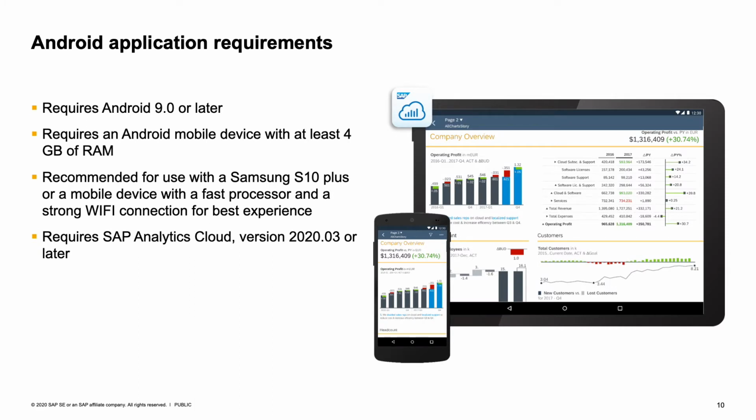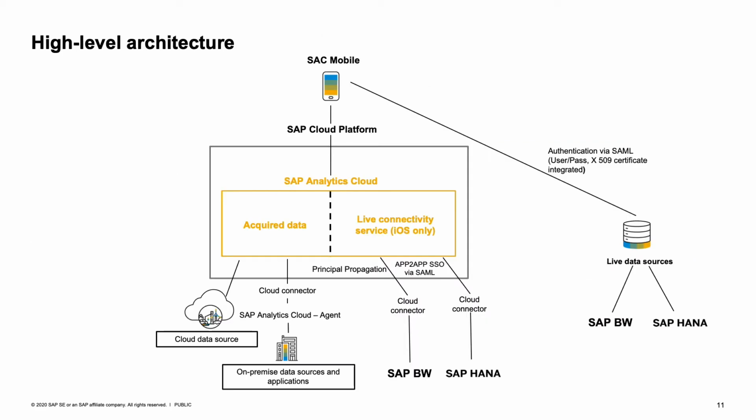In terms of the Android application, we have very similar requirements. It requires you to be at least on Android 9 or later, and a device with at least 4 GB of RAM. We recommend, again, a fast processor and a stronger Wi-Fi connection for a better experience. Since this was released in the middle of this year, we require at least SAP Analytics Cloud version 2020-03, and I'm sure that most of you are well beyond that version already.